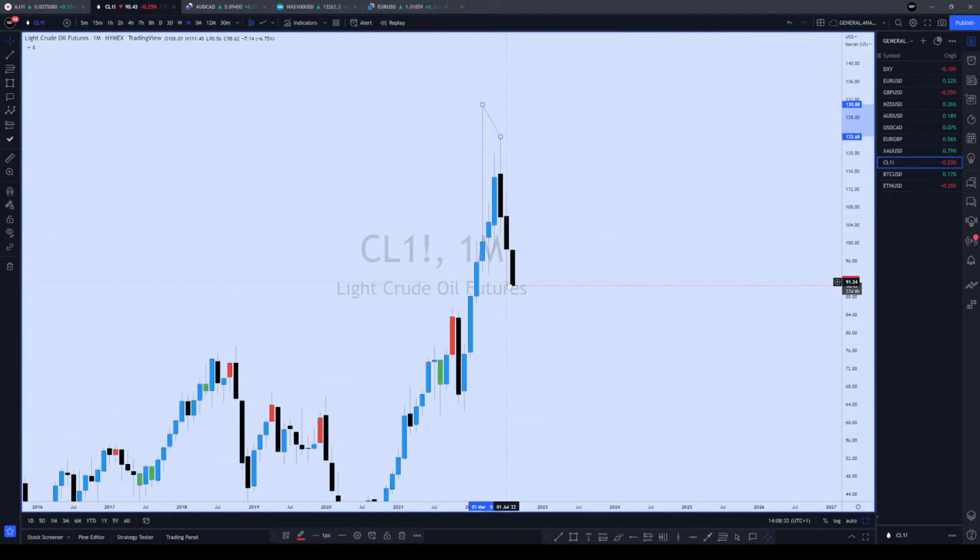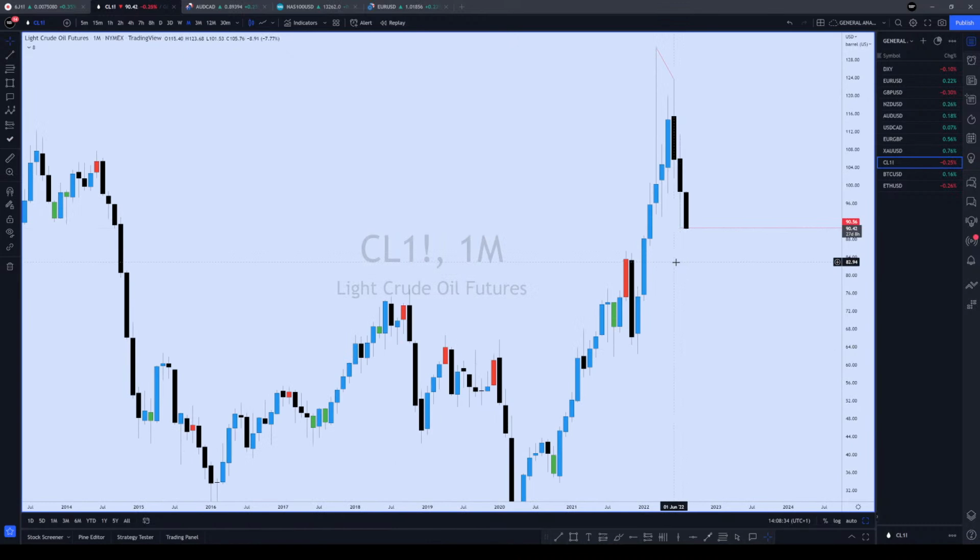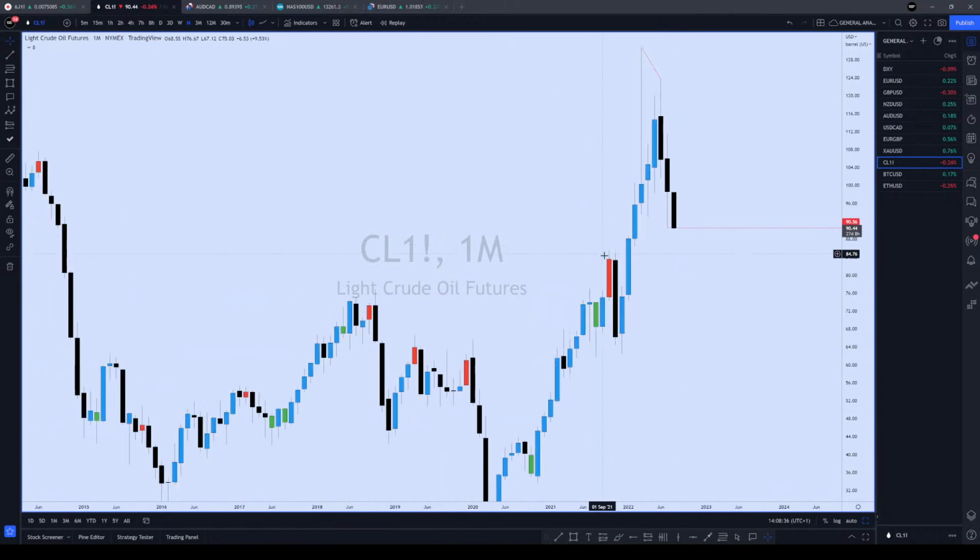Since it's going lower, we do have this area here. First of all, we need to close in this imbalance. So if you're going to continue, that would be the next downside objective, right? And then if we go through that, we'll be looking for price to trade to this last up candle.